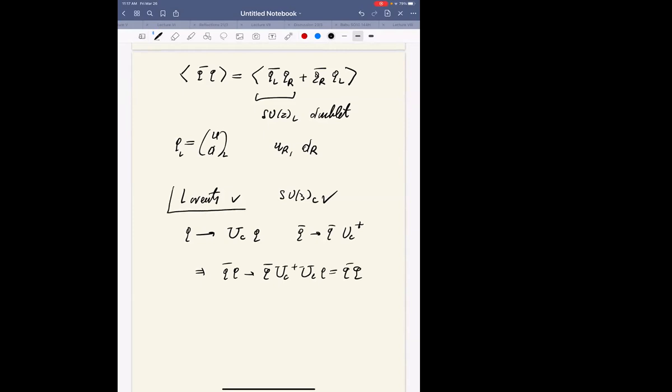Okay, this is good. So you think of some symmetry that you have in mind. Electric charge. What about U1 electromagnetic?